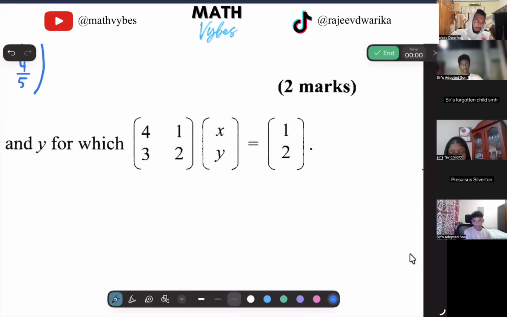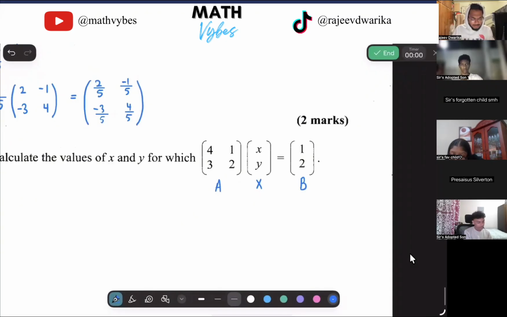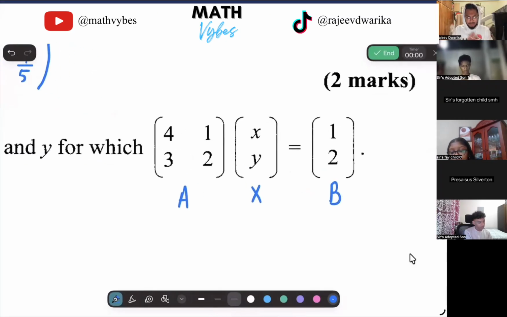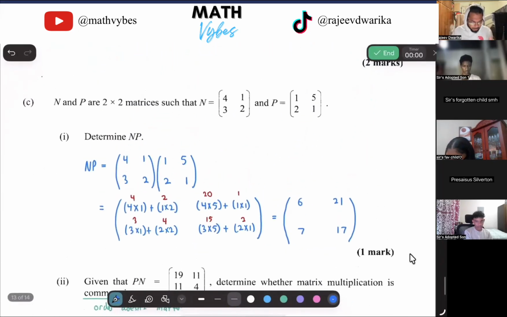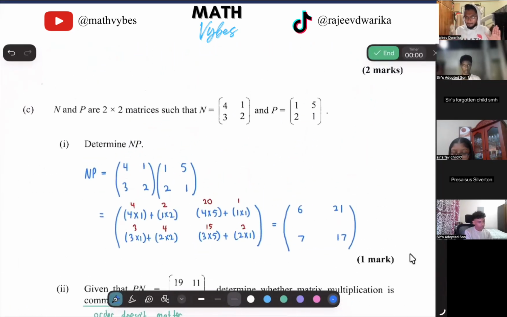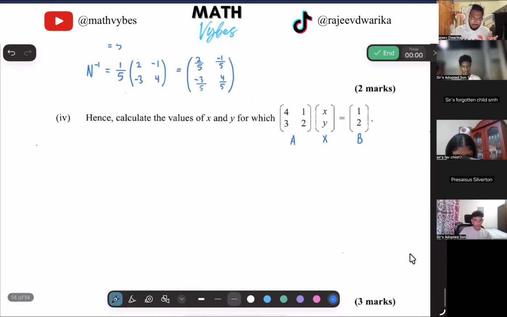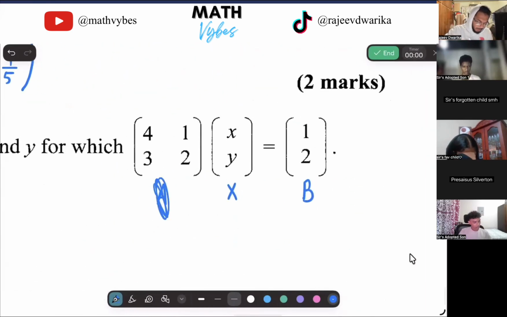Right? Ria? So we could call this A, we could call this X, and we could call this B, right? But before we do anything, Ria, let's see if we had this matrix earlier to deal with. So 4, 1, 3, 2. Does that look familiar? 4, 1, 3, 2. You see that anywhere? Yeah. That was matrix what? N. So instead of calling it A, what could I call it instead? N. Call it N instead.